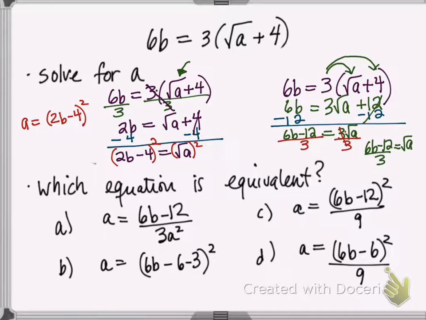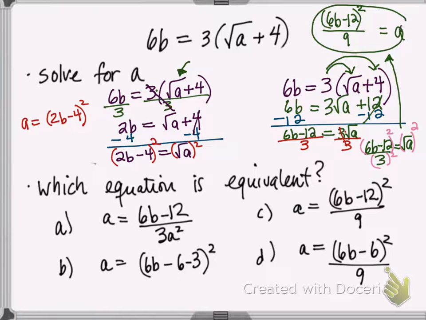And just like the previous example, the very last step, the opposite of square rooting something, would be raising it to the second power. So if I raise the right side to the second power, I have to raise the left side to the second power. So I am squaring both the numerator and the denominator. So that gets me my final isolated equation. So a is equal to 6b minus 12 raised to the second power over 3 times 3 is 9.